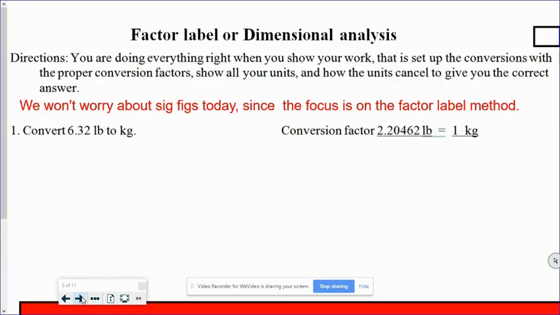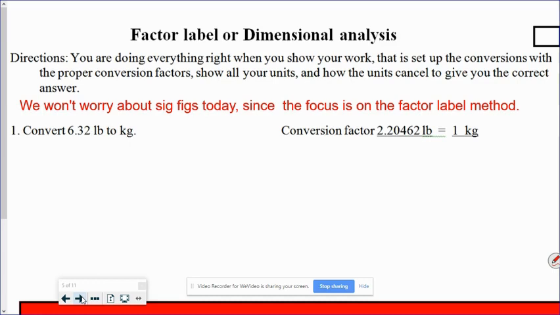Today, we're not going to worry about sig figs because that's not really the goal. The real goal is to learn how to do factor label method. And you did learn this back in 9th grade. As a matter of fact, this is the 9th grade sheet. So there's a couple things that we do, a couple rules, a couple ways of going about doing these problems.